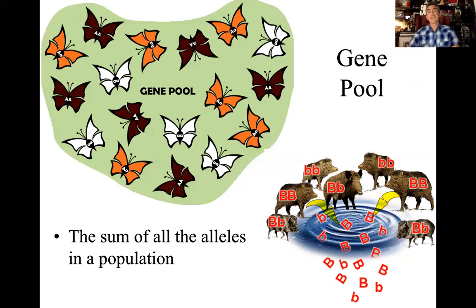So first we look at the gene pool. So the gene pool is defined as the sum of all the alleles in a population. Okay, not some of the alleles, the sum of all the alleles. So in this gene pool, defined by the researcher, by the evolutionary theorist, it could be all of the butterflies in a field, all of the fish in a lake, all of the fleas on a dog, all of the fish in a tank, right?